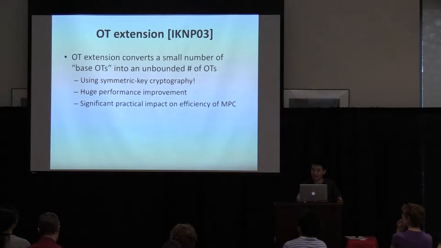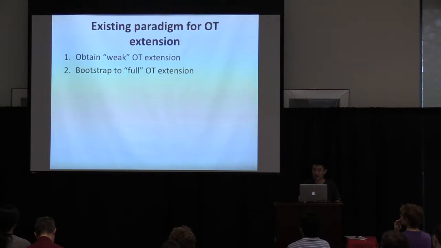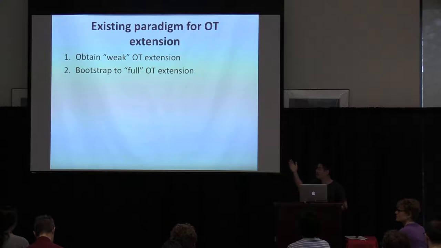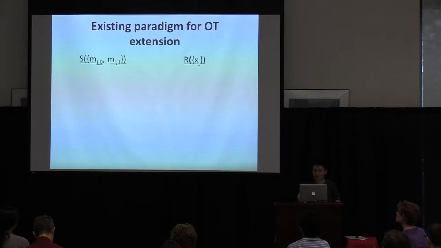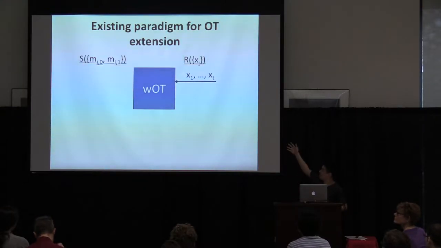And then OT extension is one of the most amazing things in MPC. It allows us to use a very small amount of OT to get a lot of OTs. It's essentially one of the most important tools in practical MPC. How it works is that we first obtain some kind of weak OT extension, or a pseudo-random correlation, using Yuval's new term, and then we can bootstrap them to full OT extension where the messages are specified by the sender.